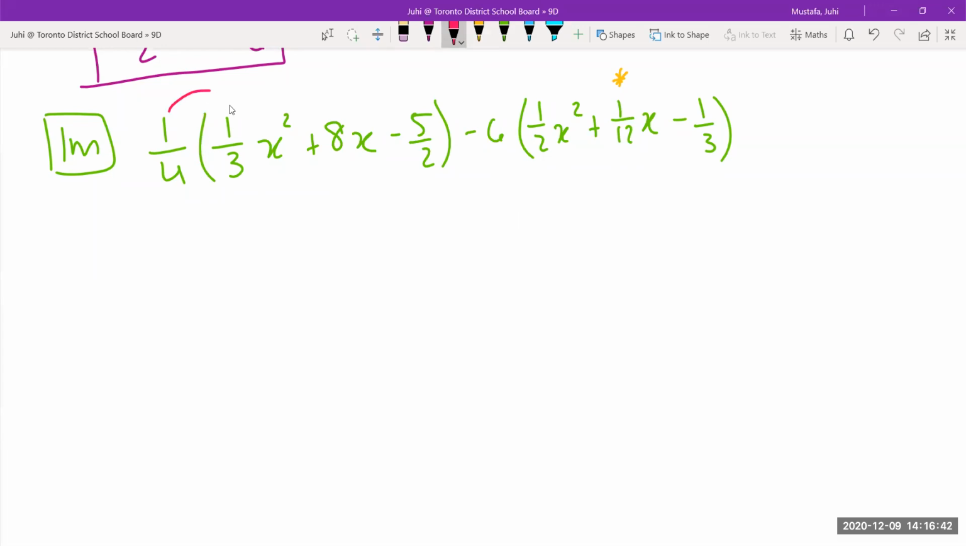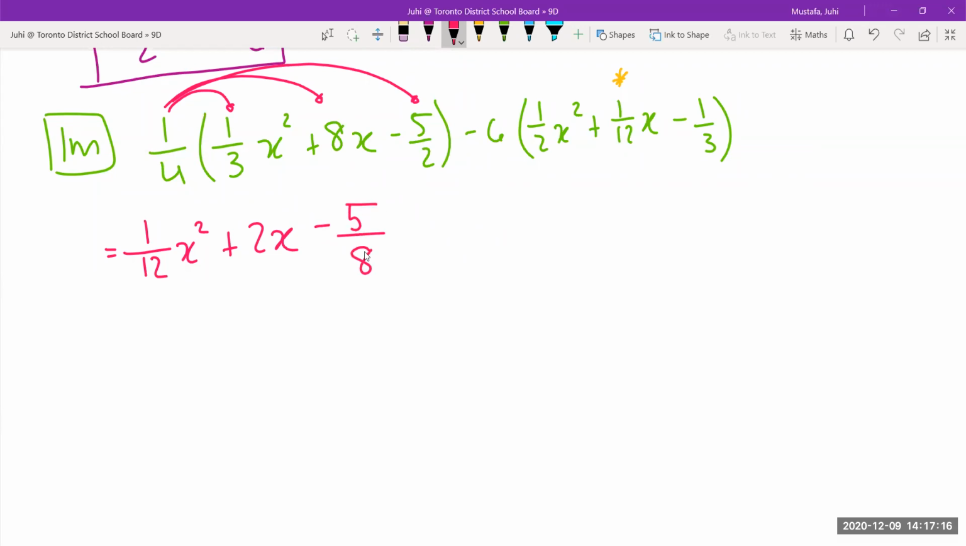We're going to take the 1 over 4 and distribute it to everything inside of this bracket. Have your rough sheet of paper ready so that you can multiply. Some of them you may be able to do in your head. So 1 over 4 times 1 over 3, I know is just going to be 1 over 12, and then I'm going to stick the x squared to it. 1 over 4 times 8, do it on a side piece of paper. You're going to notice it's 8 over 4, so you're going to get 2x. And then 1 over 4 times negative 5 over 2, when you multiply this out, it's going to be negative 5 over 8.